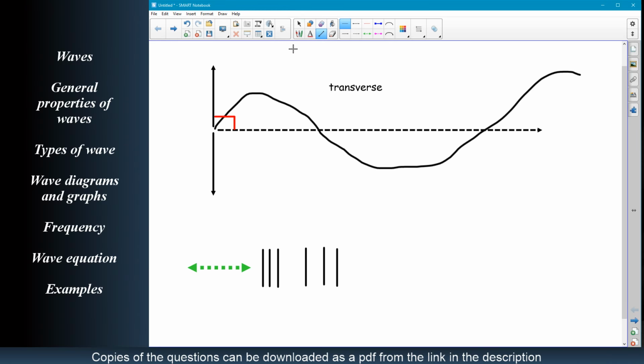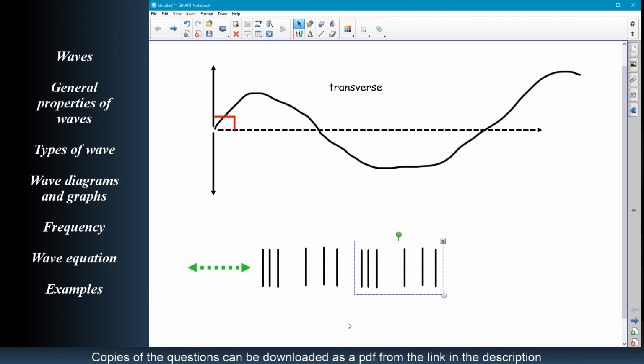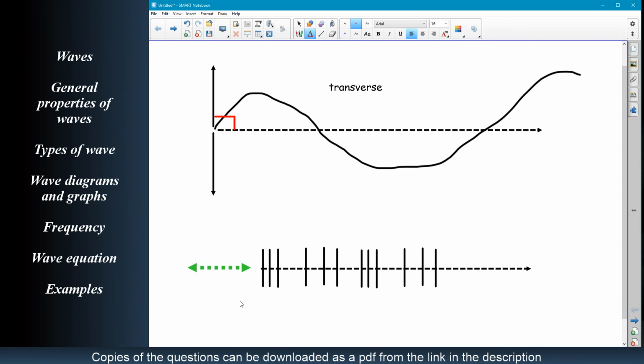So we've got a tight bunch together and then a spaced out bit, group that together, and let's do a couple of repeats of that. If I go backwards and forwards, what I end up getting is this compressed, spread out system. Now in this case, my wave is still going in the same direction as the transverse wave. It's progressing this way. So in this one, the actual direction of the wave is parallel to the disturbance.